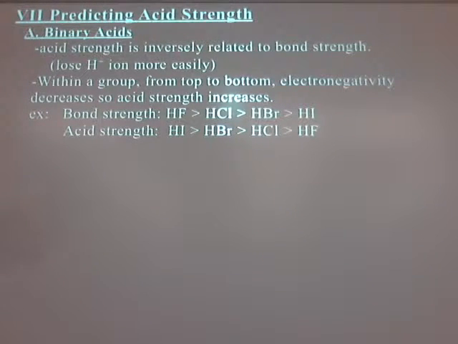Now, there are other problems, though. Maybe somebody was thinking, what about the ternary acids? They're not the same. Ternary acids are different.